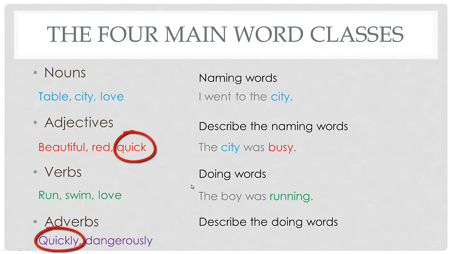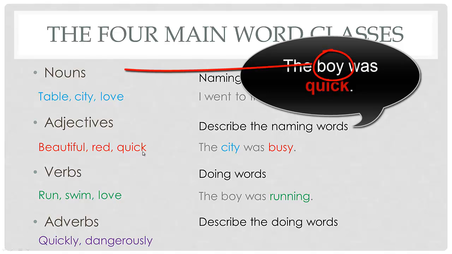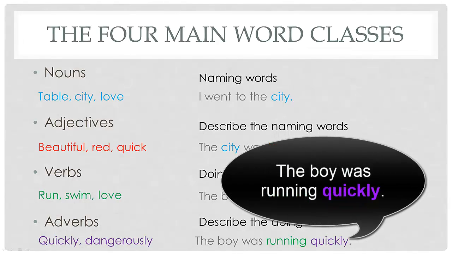So if you were to use the word quick, you could say the boy was quick, and you'd be describing a noun. The word boy is a noun in that sense. So that would make quick in that instance an adjective. However, here is the example. If I was to say the boy was running quickly, in this sense, the word would be an adverb, because we're describing how the verb is being done, how the action is being done.